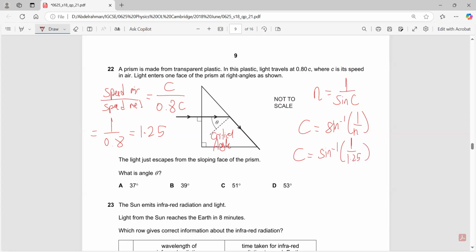Please differentiate between these two C's. This C is the critical angle. This C is not the critical angle. This is the speed of light in air, which is 3 times 10 to the power of 8. If you calculate sin inverse of 1 over 1.25, it is 53 degrees.